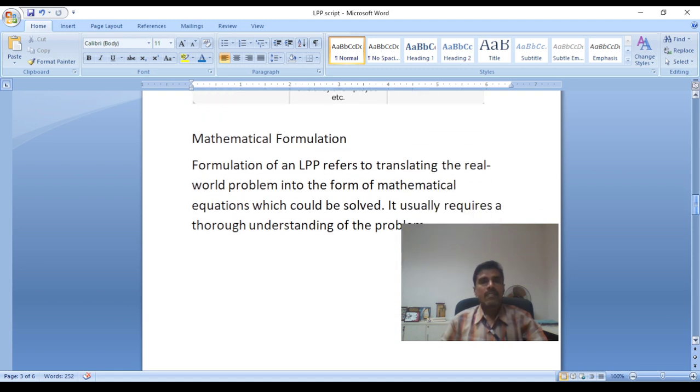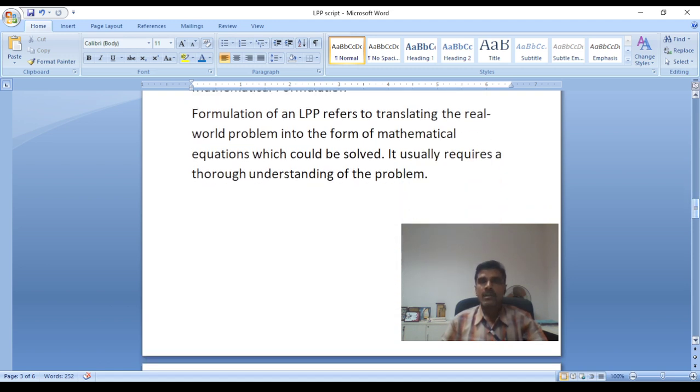Mathematical formulation: formulation of LPP refers to translating the real world problem, which may be of any type, into the form of mathematical equations which can be solved. It usually requires a thorough understanding of the problem. Normally it will be given in words or sentences. What we have to do is arrange them or convert them to mathematical form. Only then can we solve the problem. So this is the first step in linear programming. You need an LPP first of all, then only can we solve it. We have to formulate it in a proper way, then we can solve the problem.